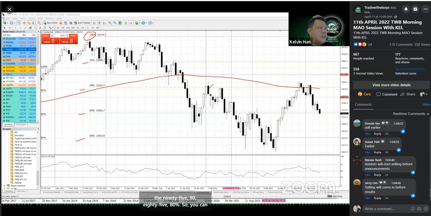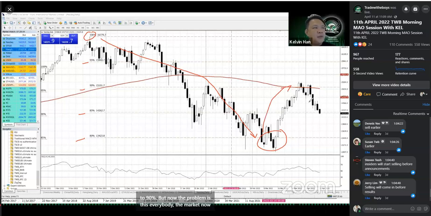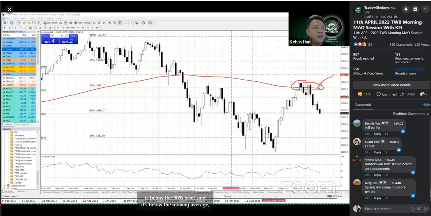So you can see that the market, from this Nasdaq, jumped all the way down and hit the 80% mark, stabilized and recovered back to 90%. But now the problem is this, everybody. The market now is below the 90% level and is below the moving average and is still going down. And look at it now, it's going back to below the 85% mark. So which means that there is a chance that the Nasdaq may go all the way down here itself.